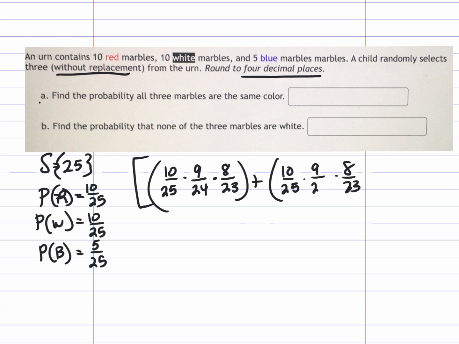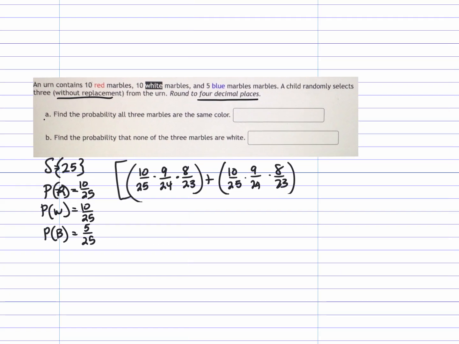24. And then blue. We have 5 out of 25 times 4 out of 24 times 3 out of 23.